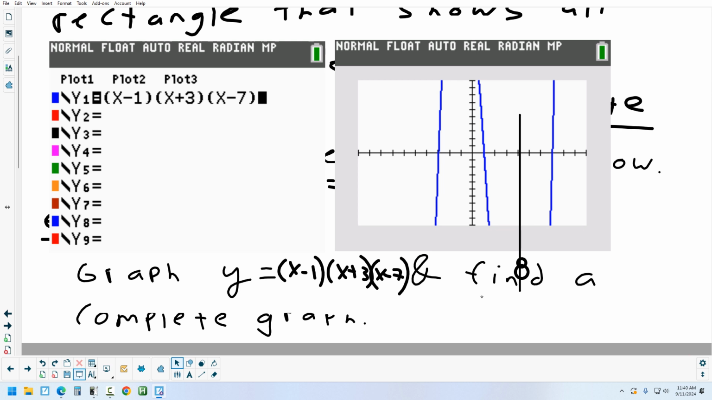Go to y equals. So it's x minus 1, x plus 3, x minus 7. That's a negative sign. I don't think that's a minus sign. You'll be able to tell the minus sign is bigger. Put the minus sign in, I'm not sure what happens. Stay on down here. Yeah, for now.